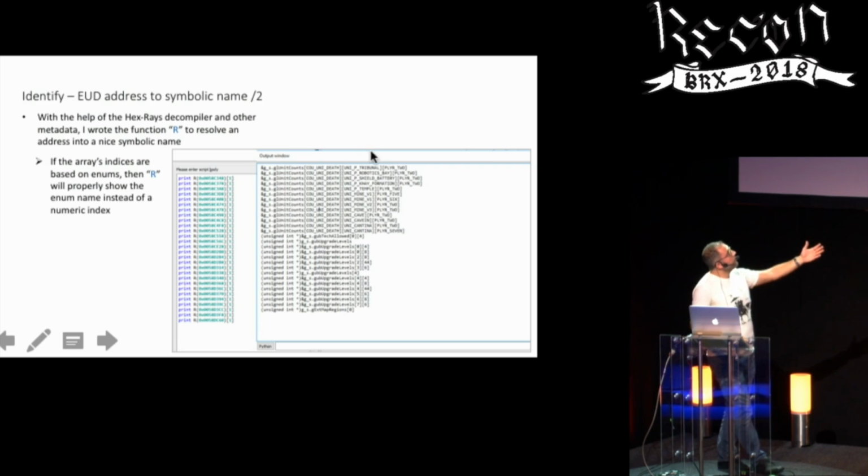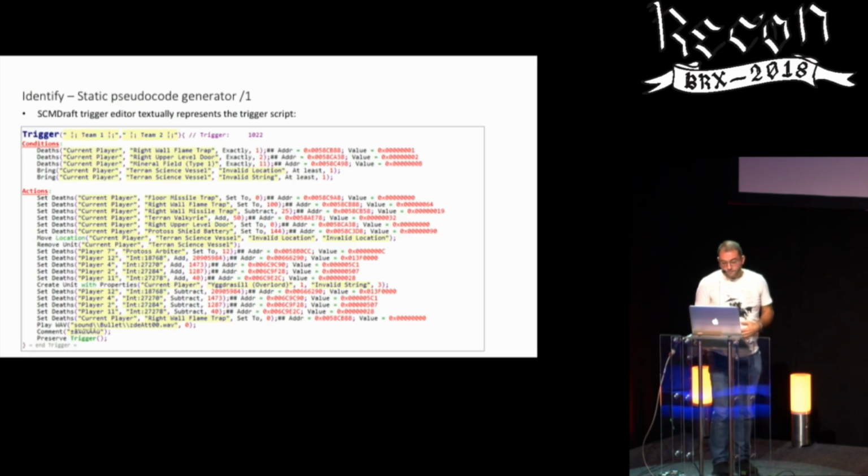If it's in a multidimensional array, it can show me the array base. If it's backed by an enum, it shows me the enum name and so on. If another address doesn't have an enum, it will show me numeric indexes, for example. So with this level of detail, I can generate pseudocode as the game runs.